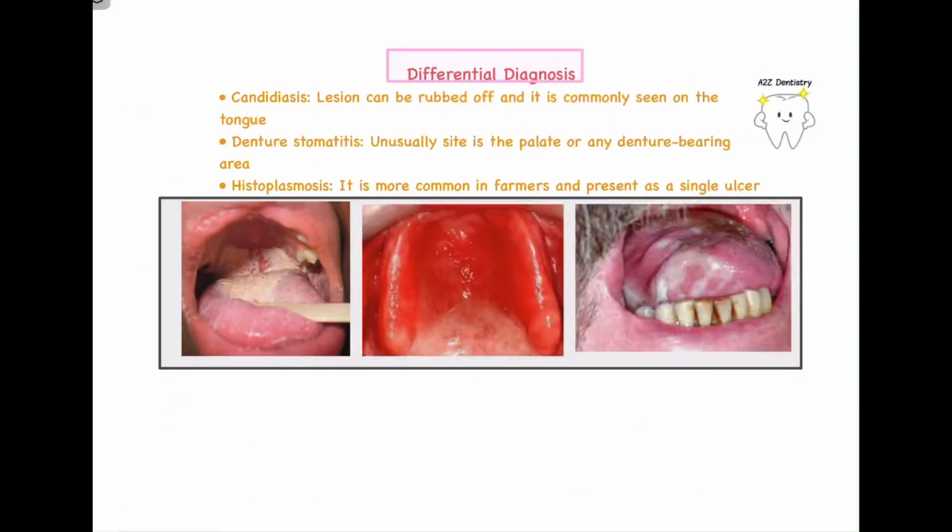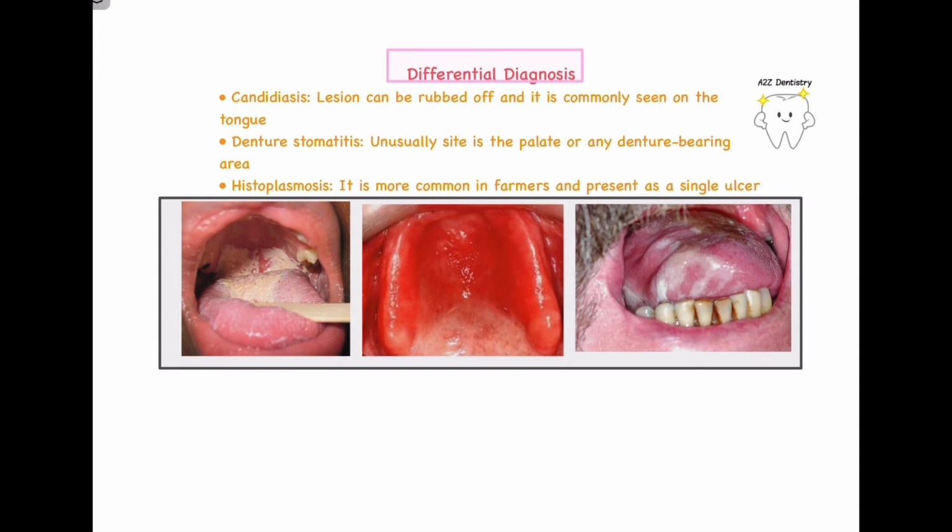Moving on towards the differential diagnosis. So our first differential diagnosis here is candidiasis, particularly erythematous candidiasis. Erythematous candidiasis tends to appear as a red patch, right? And you can say that this red patch can appear as erythroplakia sometimes, but however you can easily define it, A, based upon the color itself, right, and second would be based upon the symptoms of the patient, depending upon the age of the patient, depending upon the habits of the patient.